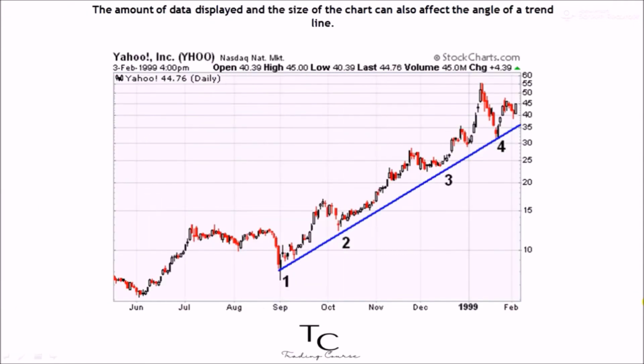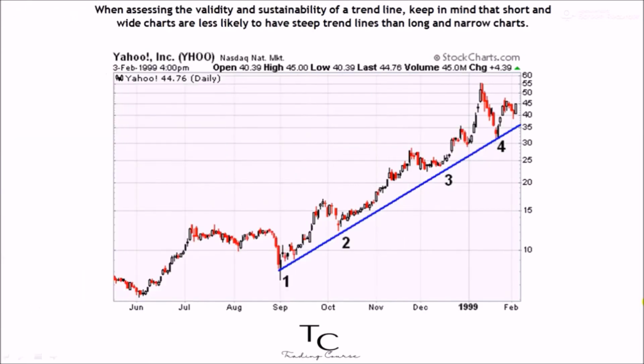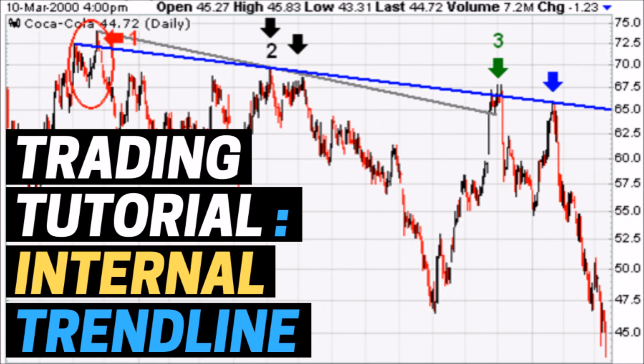The amount of data displayed and the size of the chart can also affect the angle of a trend line. When assessing the validity and sustainability of a trend line, keep in mind that short and wide charts are less likely to have steep trend lines than long and narrow charts.